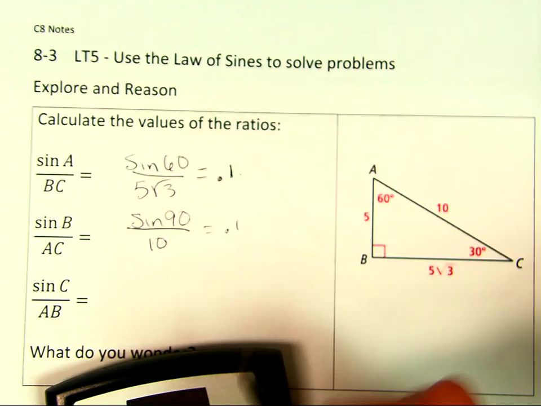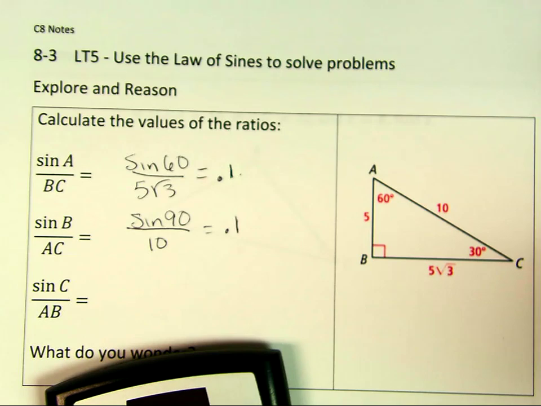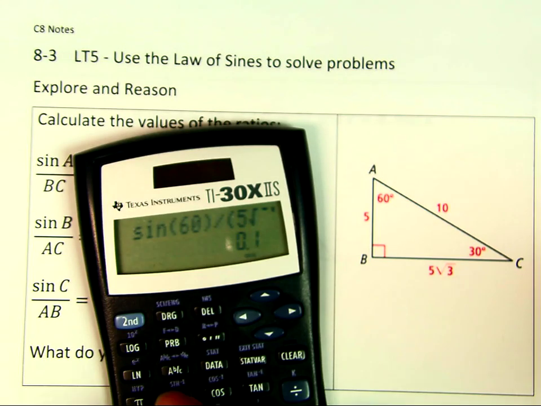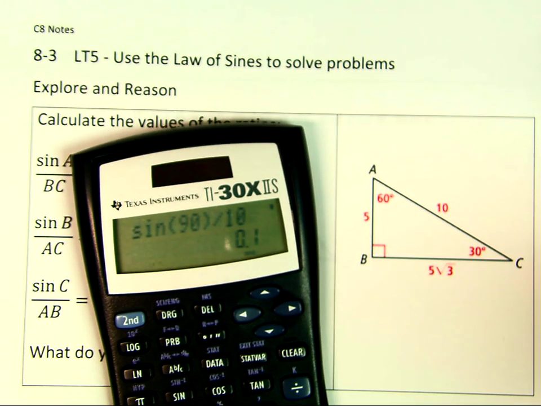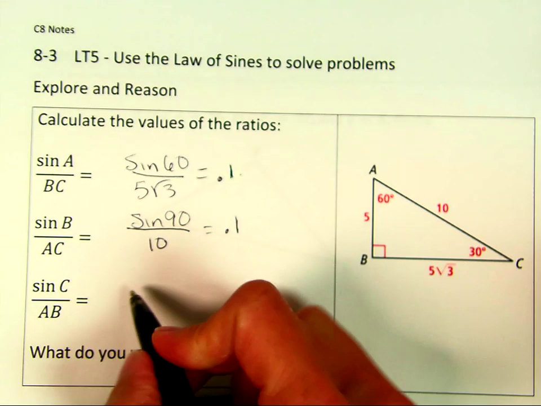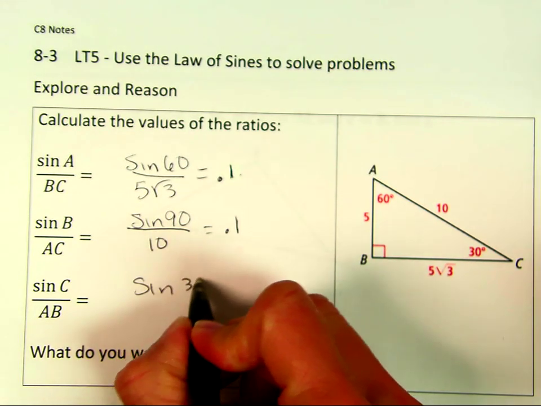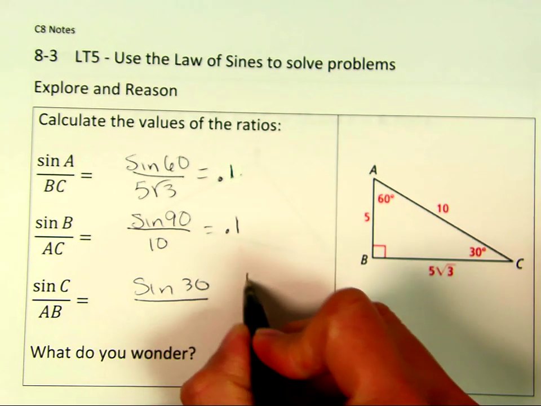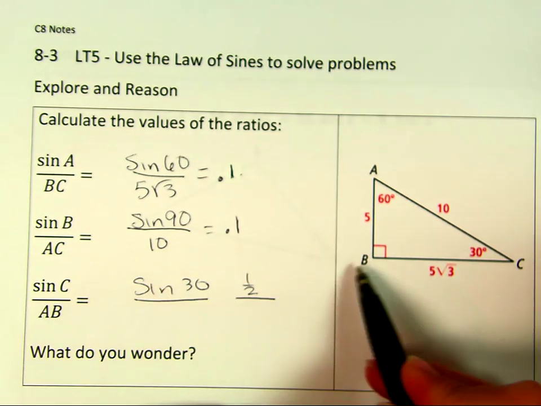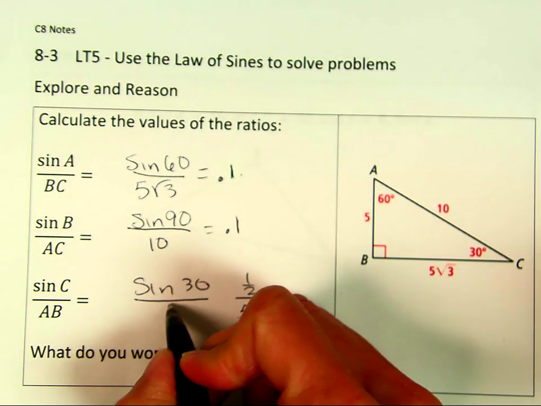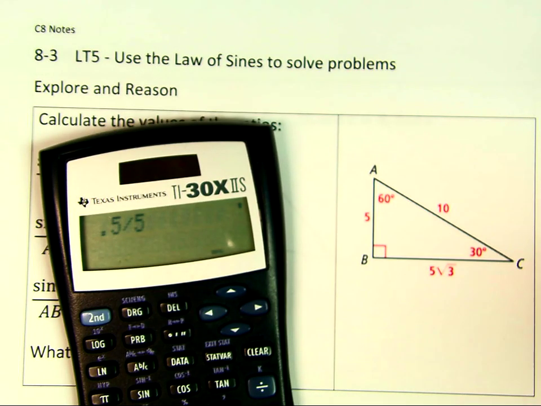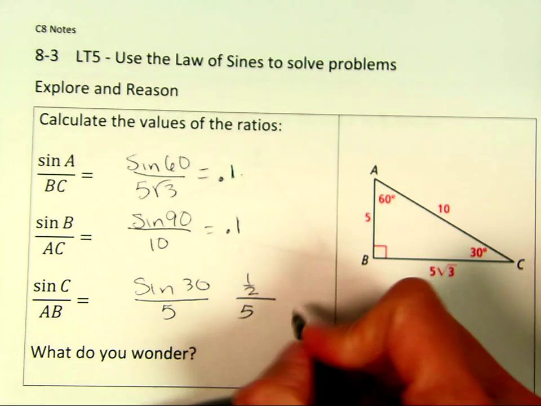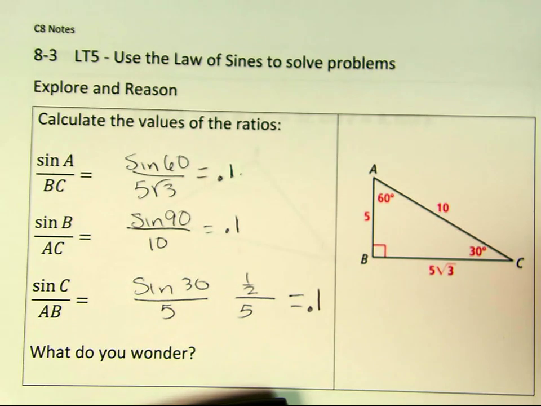I already did this one, but I'm going to show you the sine of 90, and we haven't done 90s yet, but the sine of 90 divided by the side opposite 90 is 0.1. And now lastly, we're going to take the sine of C, which is 30, and some of you might know that that's 1/2, and we're going to divide it by AB, that's 5. So what is 1/2 divided by 5? It is 0.1. What do you notice?